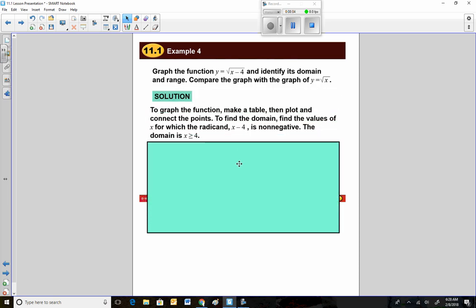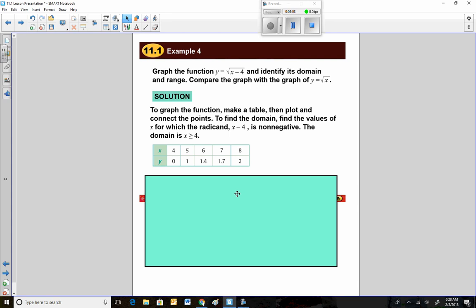From the parent graph, what would happen is you get all these points, right? You plug in your 4, 5, 6, 7, and 8. Why didn't I plug in like a 0 or 1? Because if you plug a 0 or 1 in here, you're going to get a negative number. You cannot take a square root of a negative.